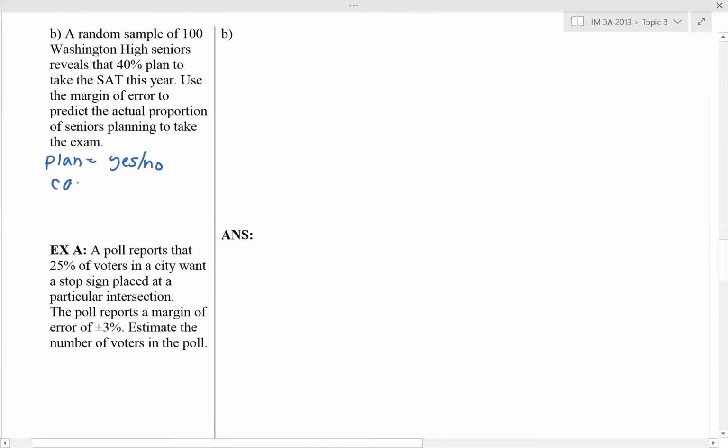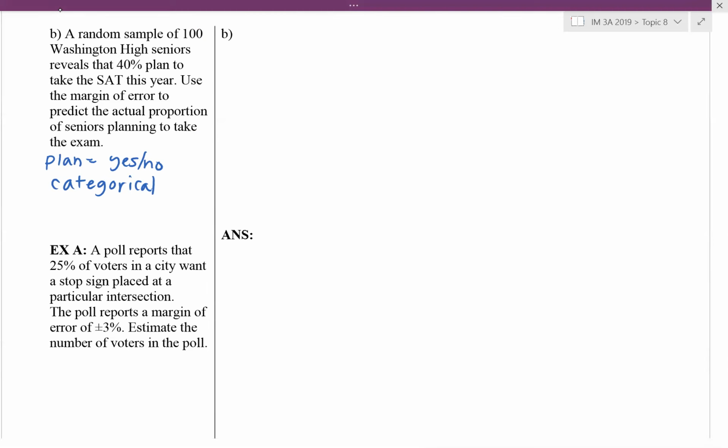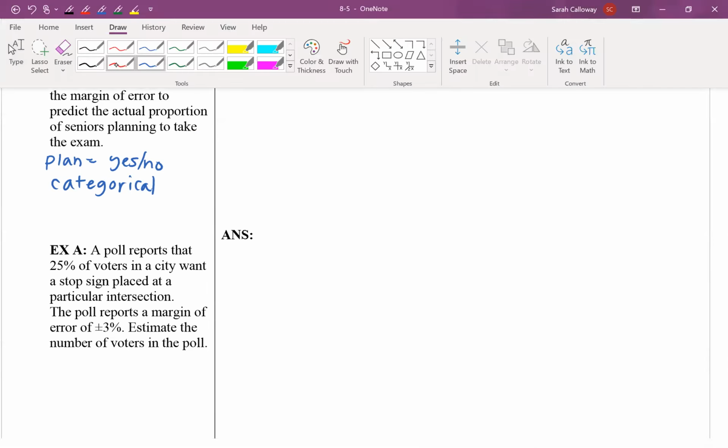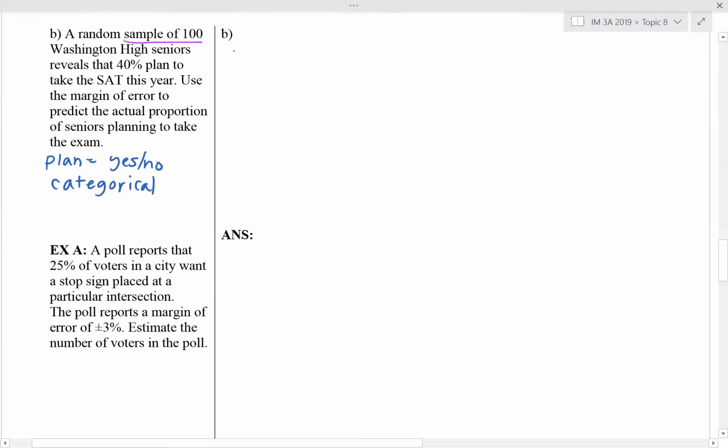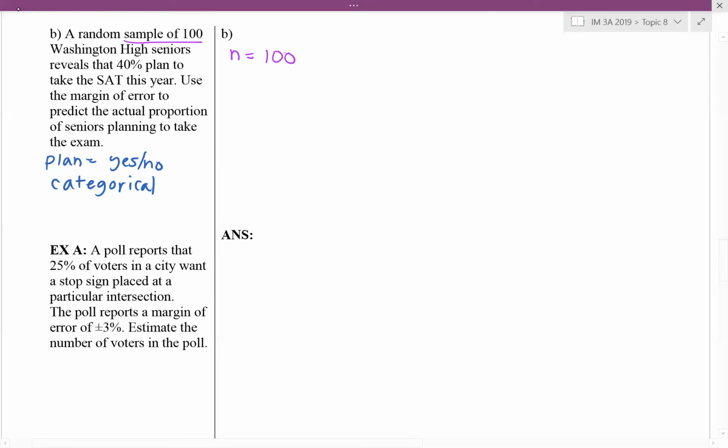So this is categorical. Again, there's no mention of standard deviation. That's another hint that we're looking at categorical data. So all that we really need to know for this is the sample size. So it's a sample of 100. So n is 100 for this situation.